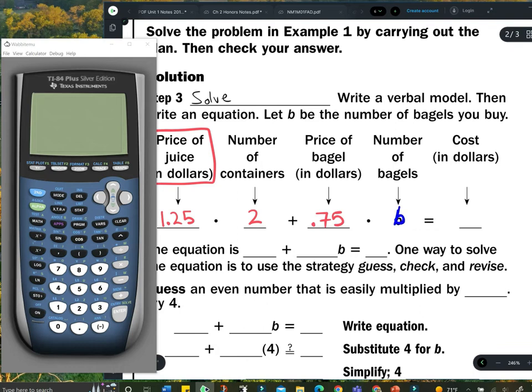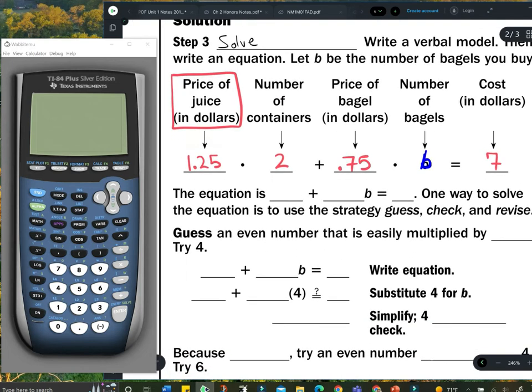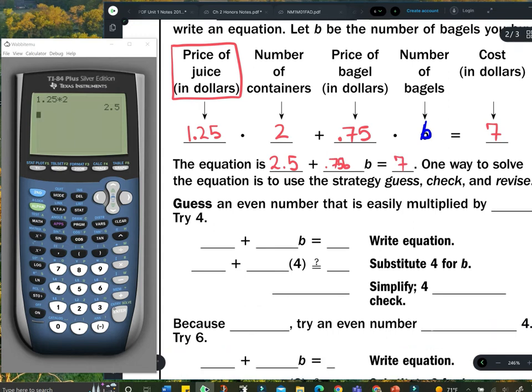Again, what we want to know is usually always our variable. So what you want to know is b. And the cost in dollars, we know we have to get to 7. So that's where highlighting can be helpful. As we simplify, 1.25 times 2 is 2.5, plus 0.75b is equal to 7, and then we can use our solving skills.